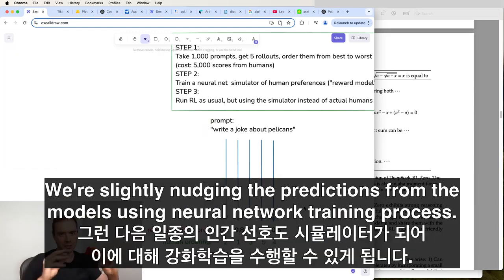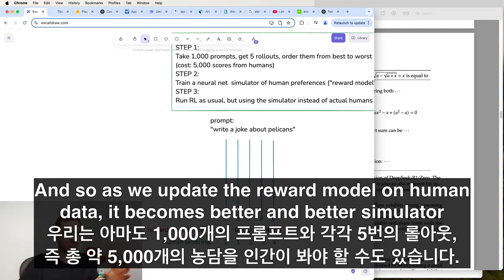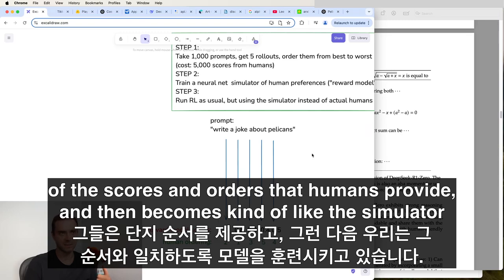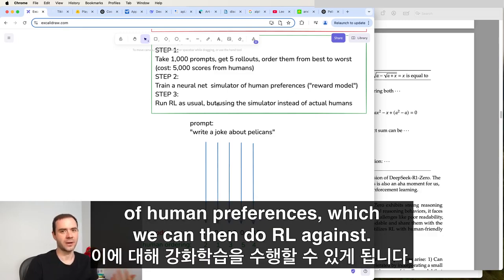We're slightly nudging the predictions from the models using a neural network training process. We're trying to make the reward model scores consistent with human ordering. As we update the reward model on human data, it becomes a better and better simulator of the scores and orders that humans provide. It then becomes a simulator of human preferences, which we can then do RL against.